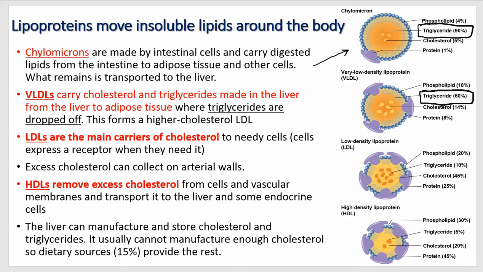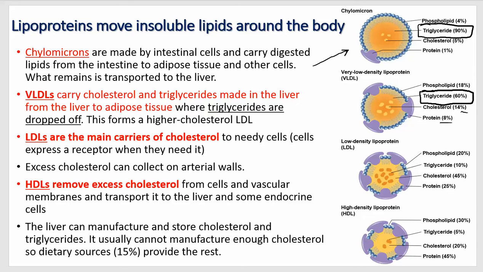But when the VLDLs are made, they've got 60%, so over half triglycerides, and they have a lower proportion of cholesterol and a fairly low proportion of protein. Okay, and then the phospholipids are surrounding them.